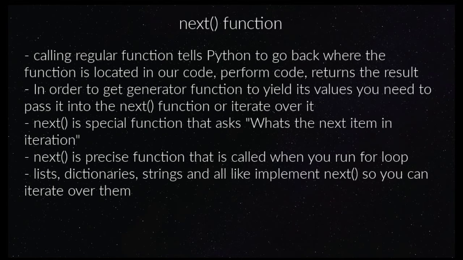Next function. Calling a regular function tells Python to go to where the function is located in our code, perform the code, and return the result. In order to get a generator function to yield its values, you need to pass it into the next function or iterate over it. The next function is a special function that asks what's the next item in the iteration. Next is precisely the function that's called when you run a for loop. Lists, dictionaries, strings and the like implement next so you can iterate over them.